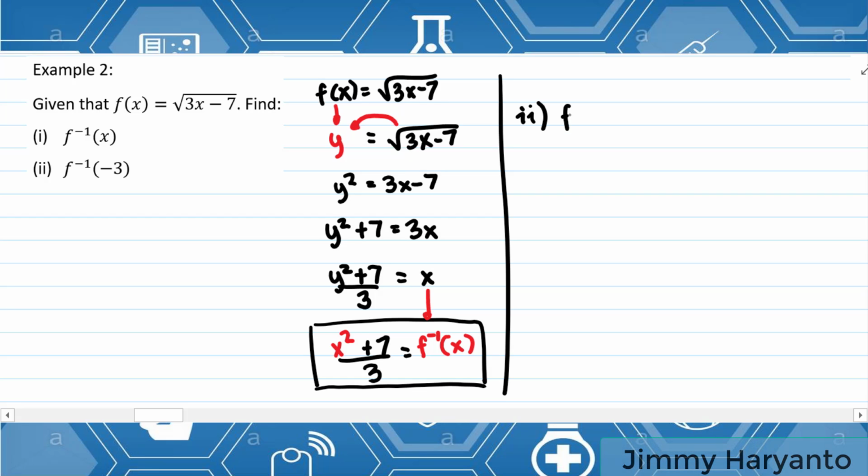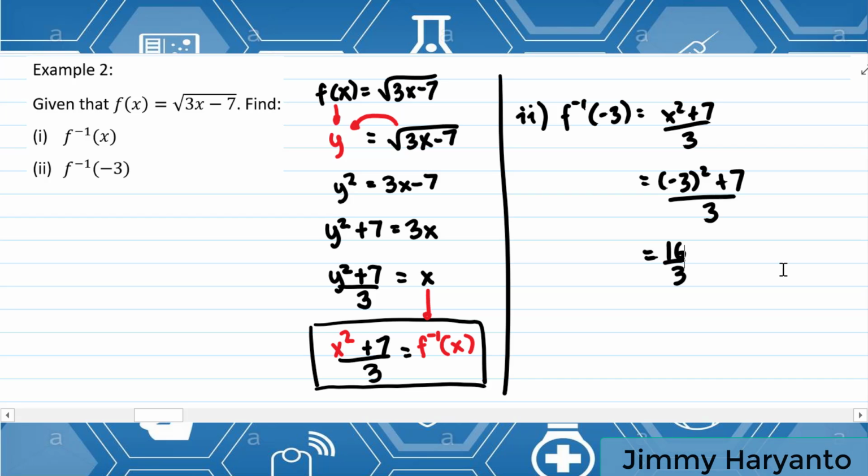We have to find f inverse of negative 3. That means (x squared plus 7) over 3. We have to change the x into negative 3, so (negative 3 squared plus 7) over 3. 16 over 3, yeah. 16 over 3, good.